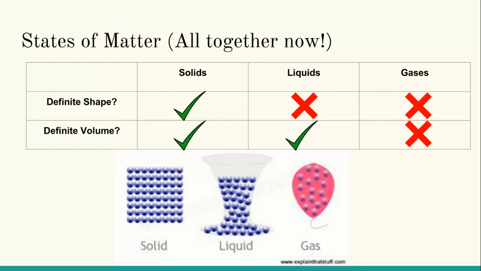So to sum all of that up, solids have a defined shape and a definable volume. You can see what that volume is. Liquids, you can figure out the volume, but you can't figure out the shape. It takes the shape of whatever container it's in. And gases, you can't find either the shape or the volume because they're very subject to change.